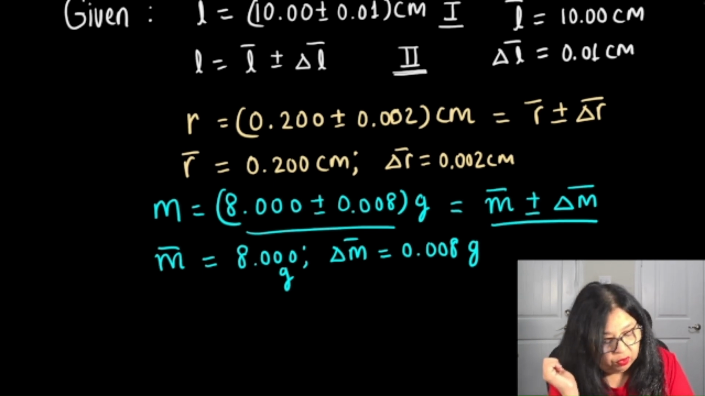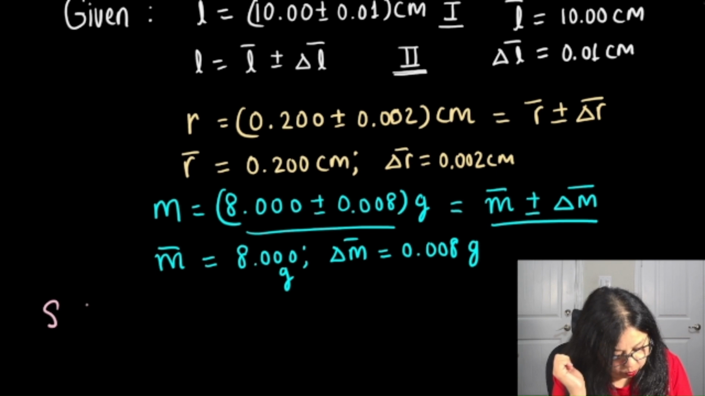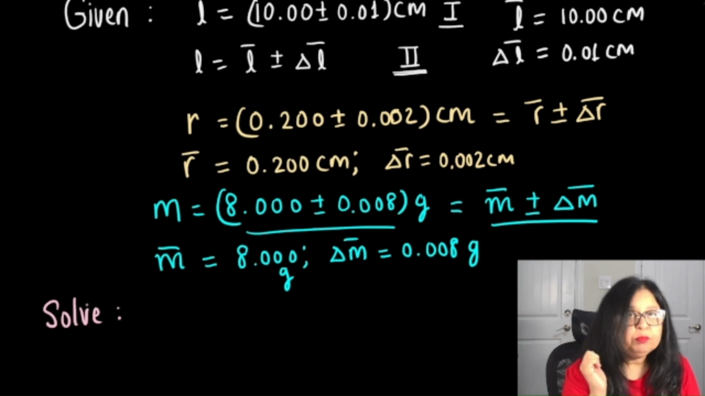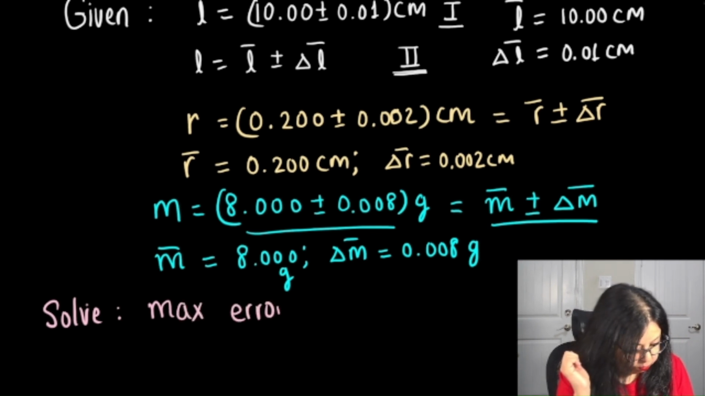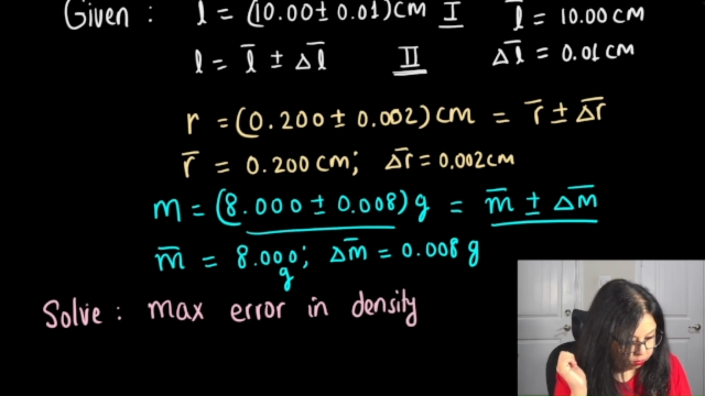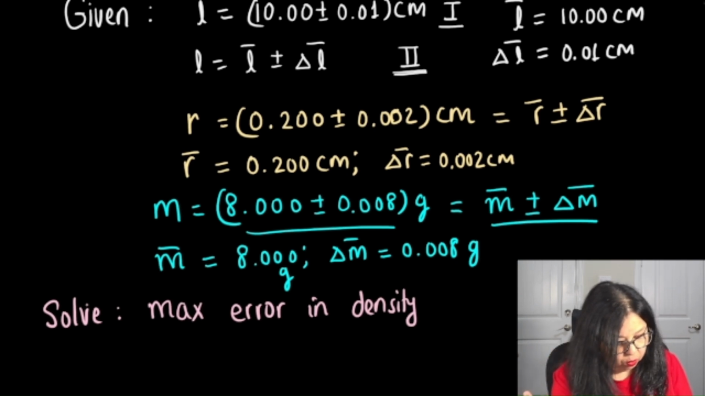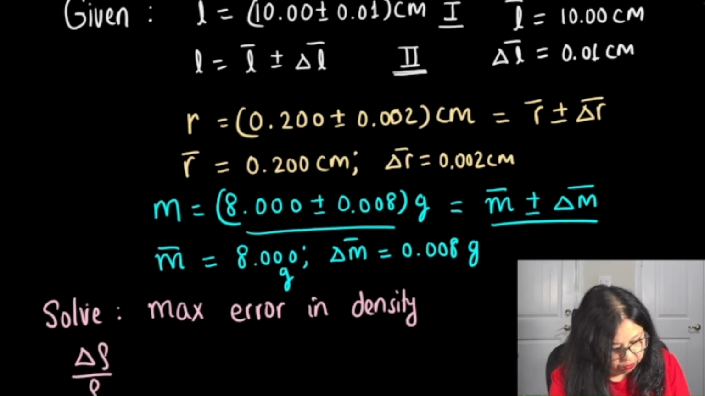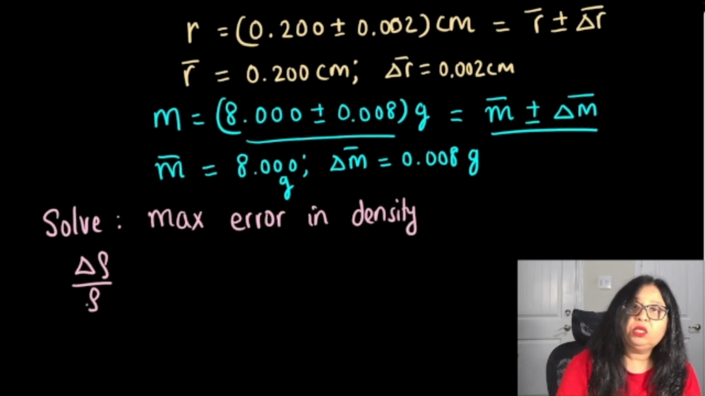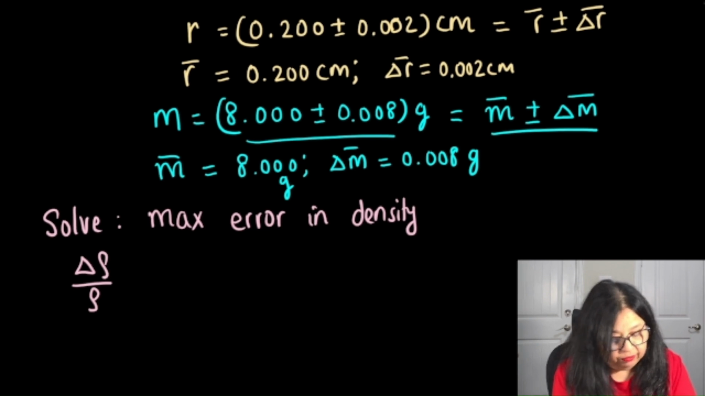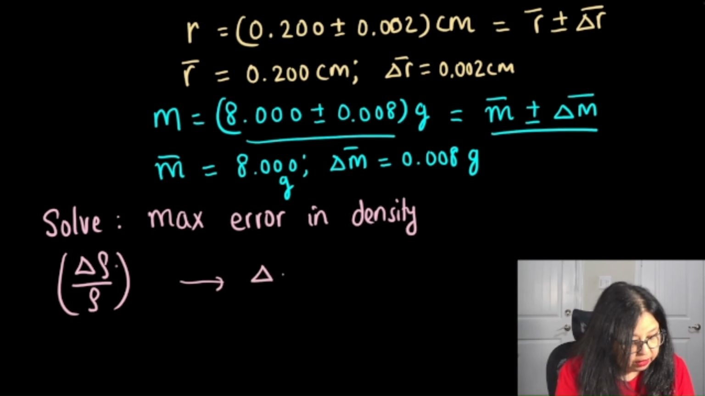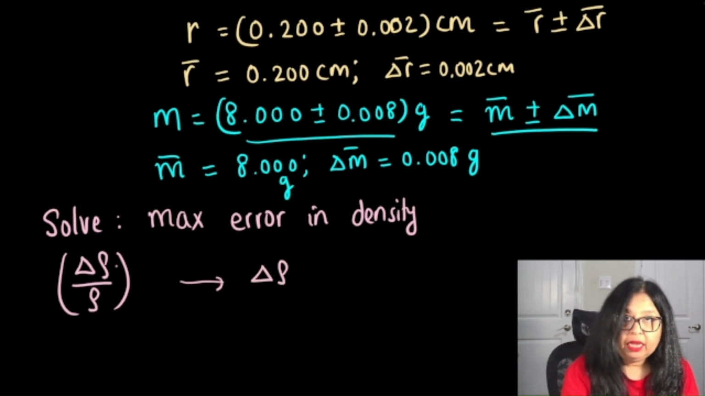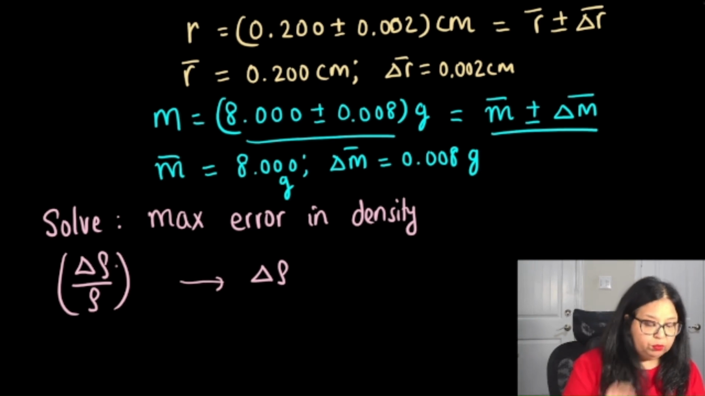What are we asked to solve for? We're asked to solve for the maximum error in the density. So we can solve for delta rho by rho. This is the fractional error in the density. And after you have solved for this fractional error in the density, you can go ahead and solve for delta rho, which is the error in the density. Okay, so how do we do this?